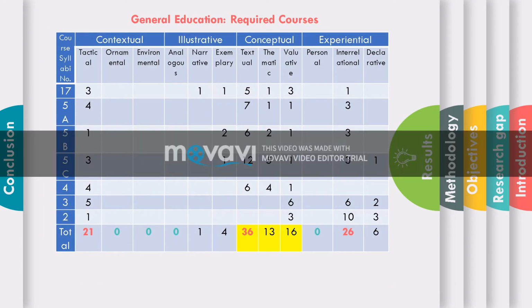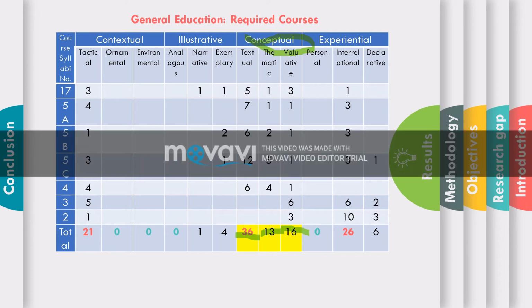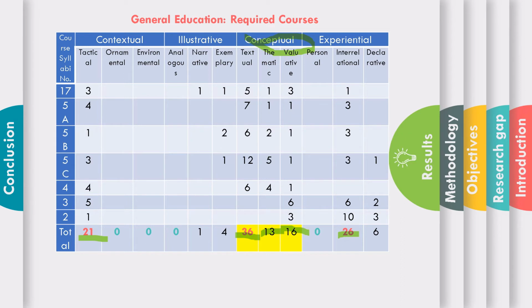Now, for the general education required courses, this table shows that the teachers utilized conceptual strategies the most. Textual 36 times, valuative 16 times, and thematic 13 times. Some of the teachers also used interrelational method and tactical method. However, none of the syllabi mentioned ornamental, environmental, analogous, and personal methods.